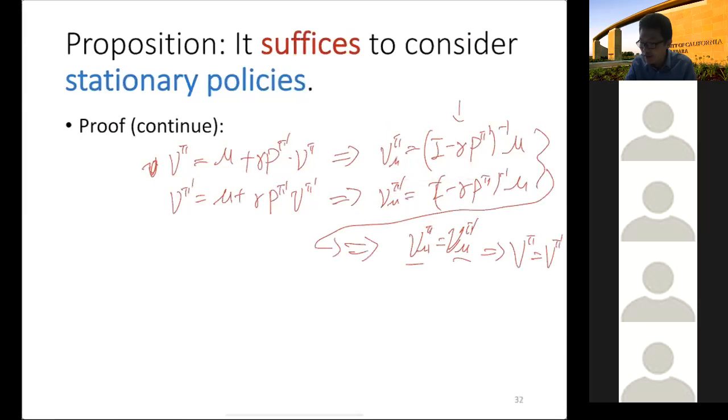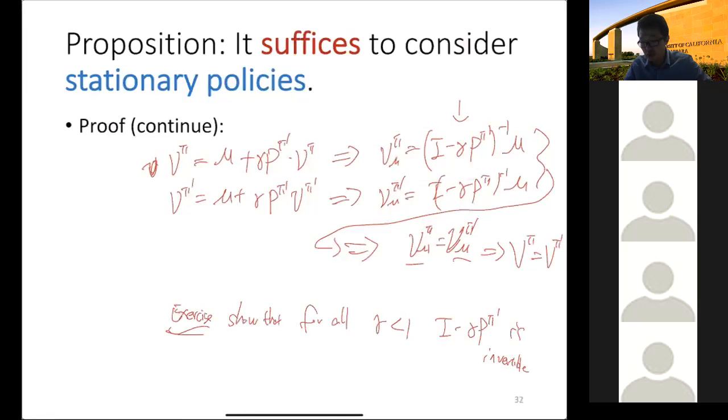So why is this invertible? Notice that P pi prime is a transition matrix, so it's a probability transition matrix. And so I leave this as an exercise: show that for all gamma smaller than 1, I minus gamma P pi is invertible. Yeah, once you have this, you plug it into this, and you'll end up getting the equivalence.